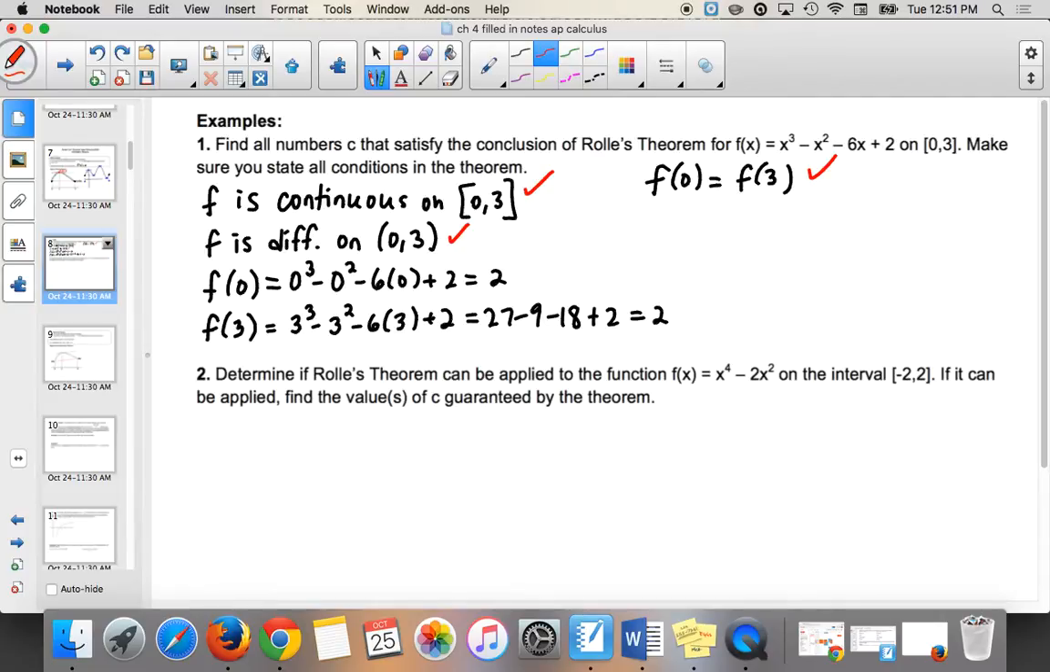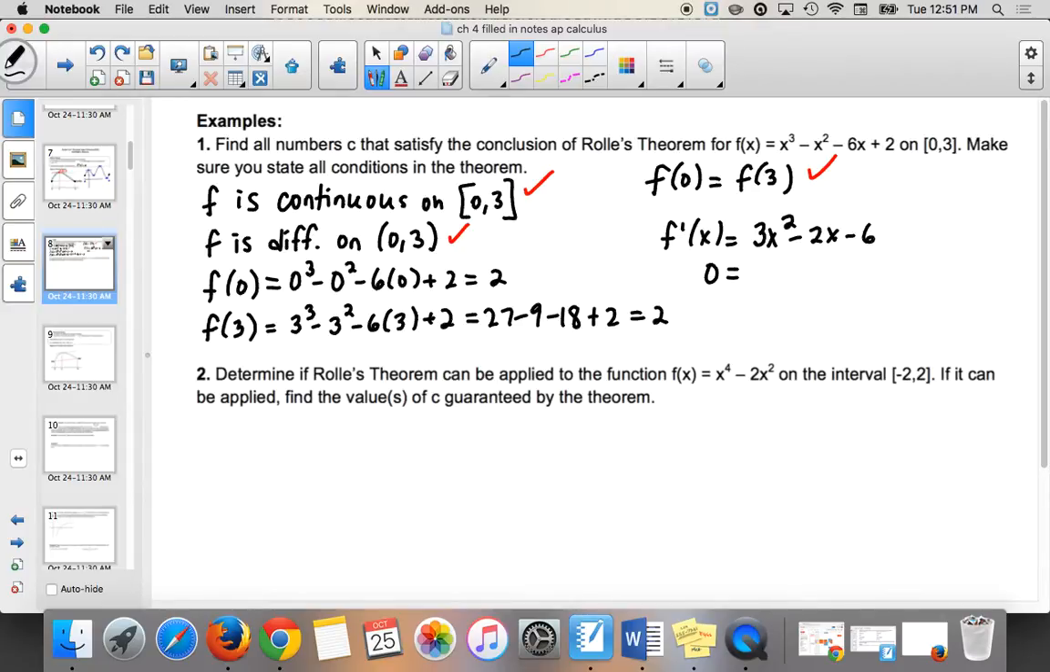All right, so now we can use Rolle's theorem. So we can say, well, there has to be a number c on that interval, so some number between 0 and 3 where my slope equals 0 at that point, okay? So I'm going to find my derivative. F prime of x is equal to 3x squared minus 2x minus 6, and I set it equal to 0.